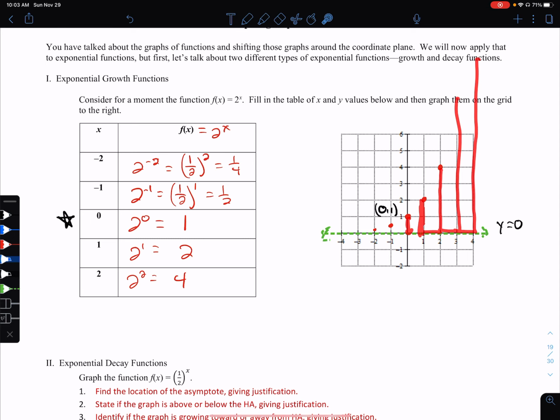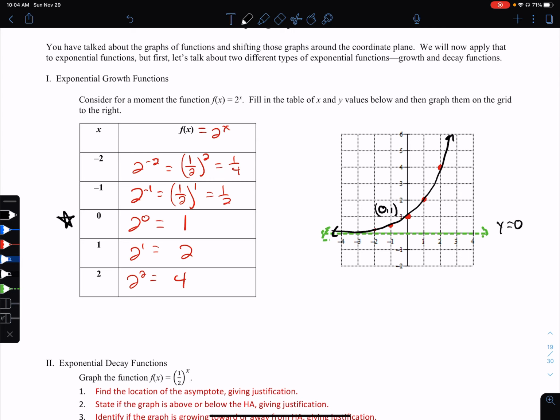As we move left, we're going to cut it in half. 1 cut in half is 1/2. Half cut in half is 1/4. 1/4 cut in half is 1/8, and 1/16, and 1/32. This is the process that we're going to use to graph exponential functions.